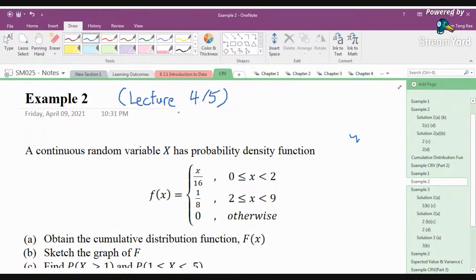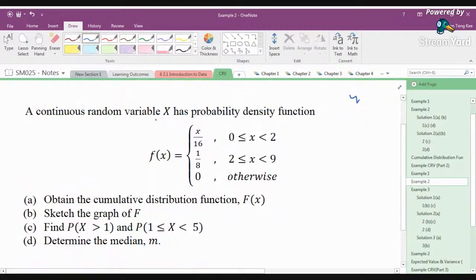Also, later when I do these questions for cumulative, I will do the shortcut way to get the answer. Okay, let's see. Example number 2. A continuous random variable x has probability density function given as f(x) equals x over 16 for 0 to 2, including 0, not including 2; 1 over 8 from 2 to 9, including 2, not including 9; and otherwise 0. Then we want to obtain the cumulative distribution function.